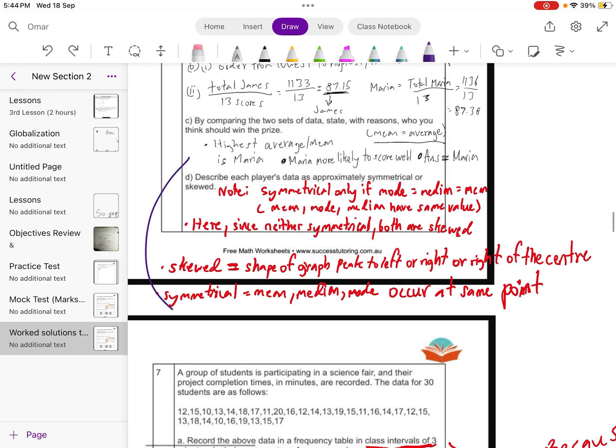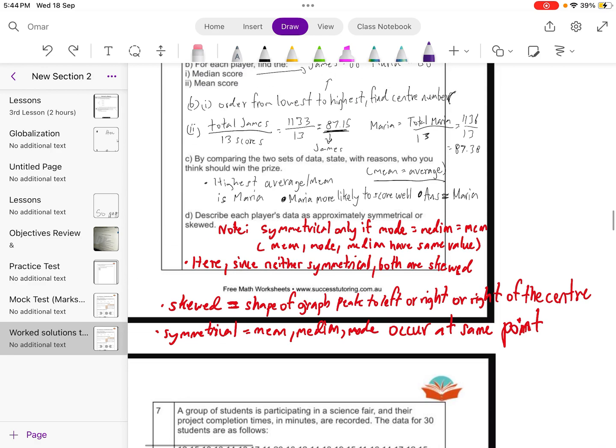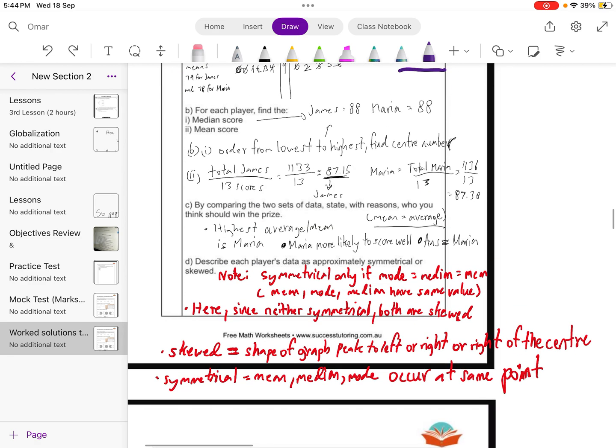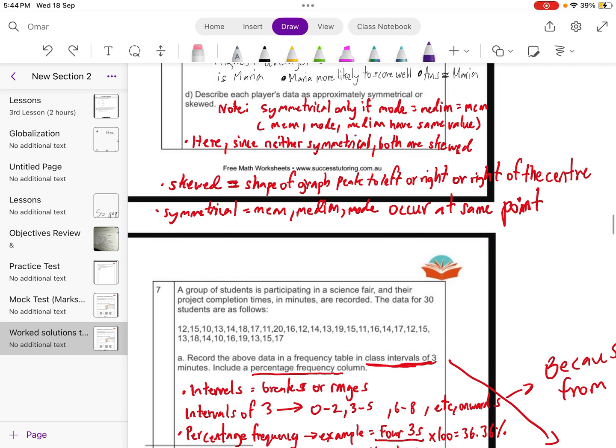Also for you, just read this. Symmetrical means the mode, median and mean are the same. So here that's not the case. So it's kind of skewed. You would say skewed, not symmetrical. Because you said symmetrical before, which is wrong.